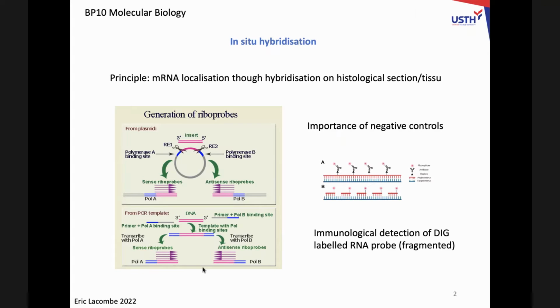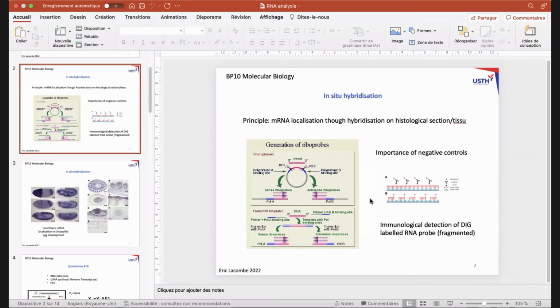And we can detect these probes because when we are producing them, we add a little flag to the nucleotide that can be specifically recognized by an antibody. That's the way we immunologically detect the probes. Okay. So do you understand the concept?